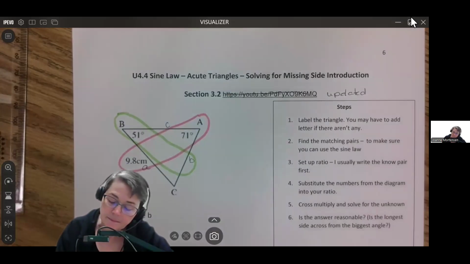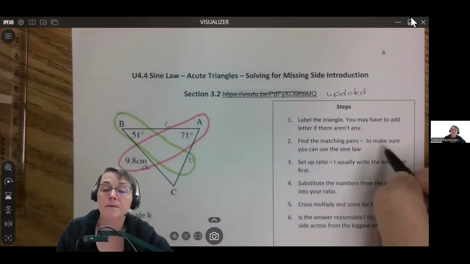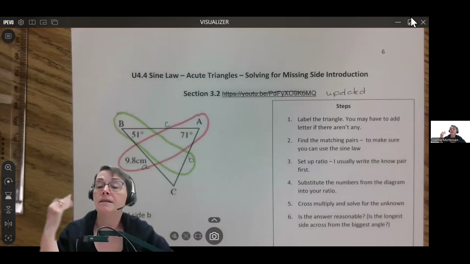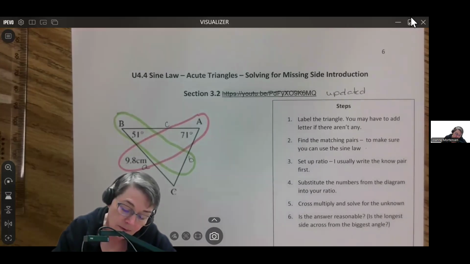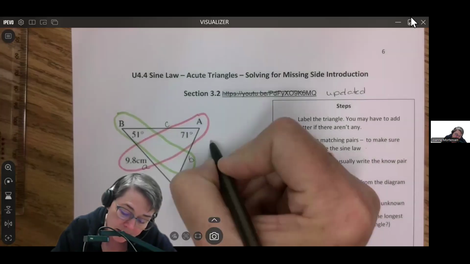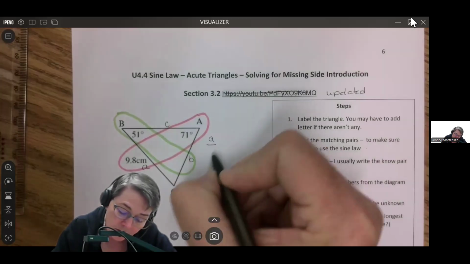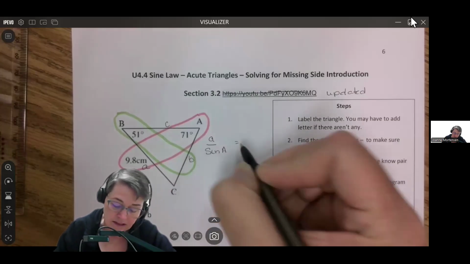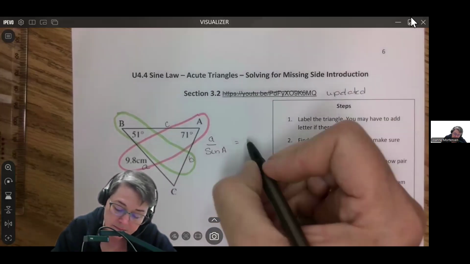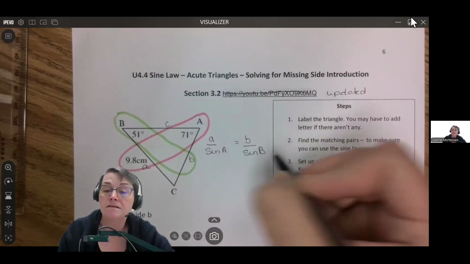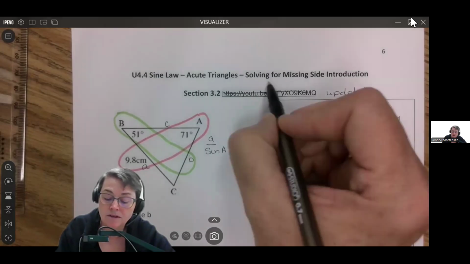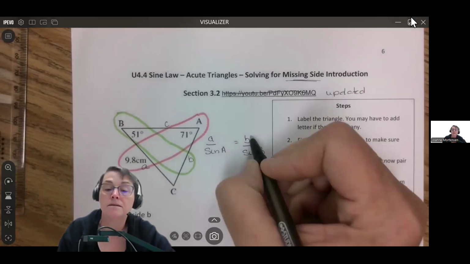Okay, check. Step 3, set up the ratio. The way I do it is I always put the pair that I have both numbers for first. You don't have to, but I find if I do it the same way all the time, it helps students. So I know A, so I'm going to go A over sine A, and I'm looking for B, so it's going to be B over sine B. And again, for this set of questions, we're solving for the missing sides. So that is going to be what we're looking for.